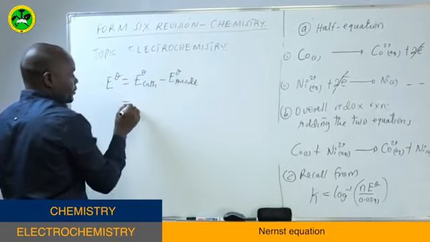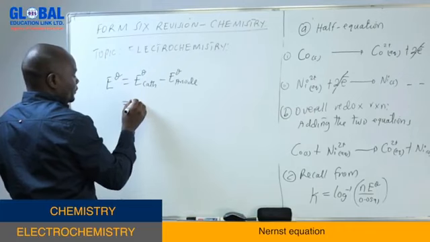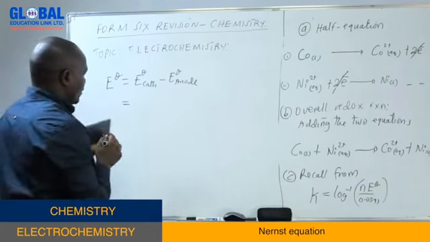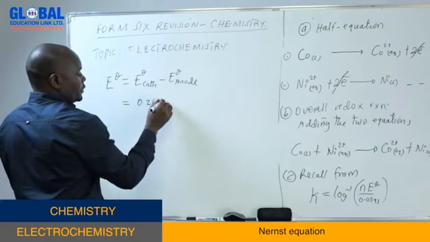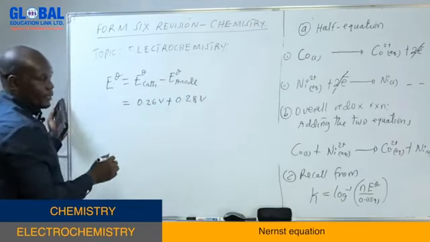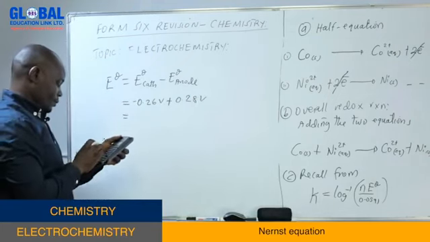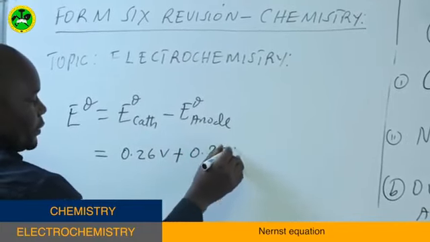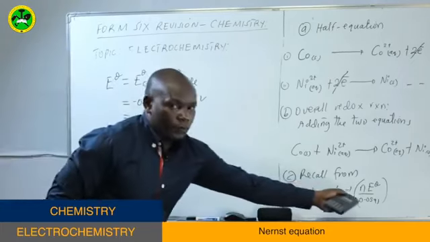And which one goes to cathode? Now, negative 0.26 volt minus negative 0.28 volts, which will be plus 0.28 volts. So the answer will be 0.02 volts. So that will be the E of the cell there.